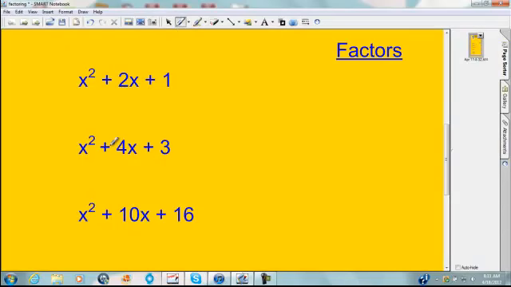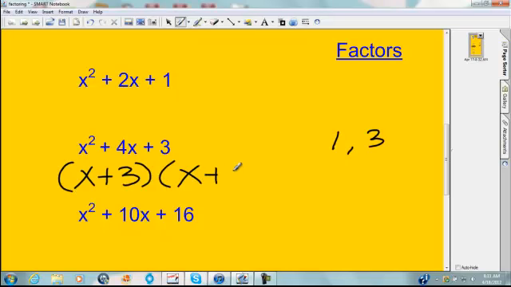Example number 2. So we have c. What are the factors of 3? That's just 1 and 3. And ask yourself, what factors of 3 when added up equal b? Well, b is 4. 1 plus 3 is 4. So the factors are x plus 3 and x plus 1. It wouldn't matter if I did x plus 1 first and x plus 3 over here. It's going to be the same answer because it's a product.